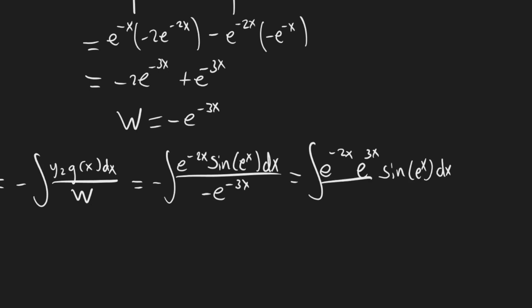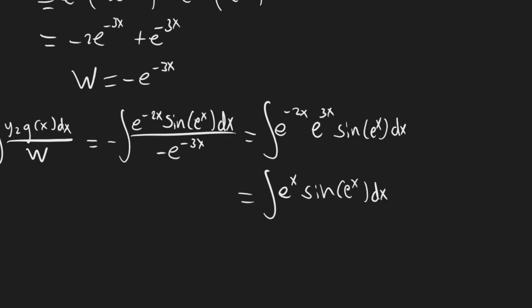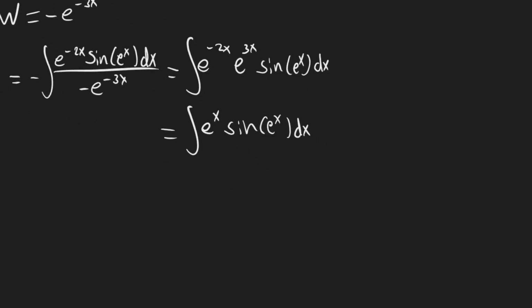Now the reason I did this is because if you're multiplying two numbers that have the same base but different exponents, you can go ahead and add those exponents. So here it's pretty easy to see that this is the integral of e to the -2x plus 3x, which is just a nice e to the x, times sine of e to the x dx. So now all we've got to do is evaluate this integral. And actually, with a nice u substitution, this integral is not half bad.